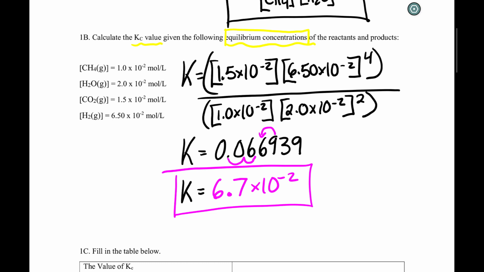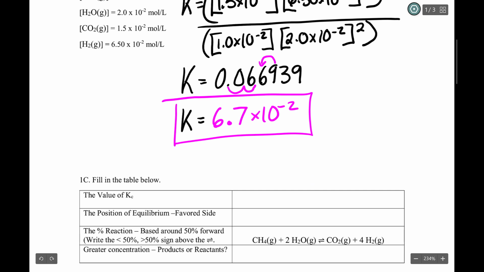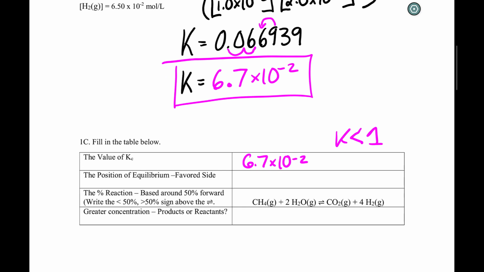So that's great. We have a K value, but what does it mean? Why do I even care? So again, review from our first lesson. K tells us how much a reaction favors the products or reactants when at equilibrium. Now, the value of K is 6.7 times 10 to the negative 2, which is less than 1, which means that the position of the equilibrium or the favored side would be the reactant side. So we would say the reactants are favored anytime we have a K value less than 1.